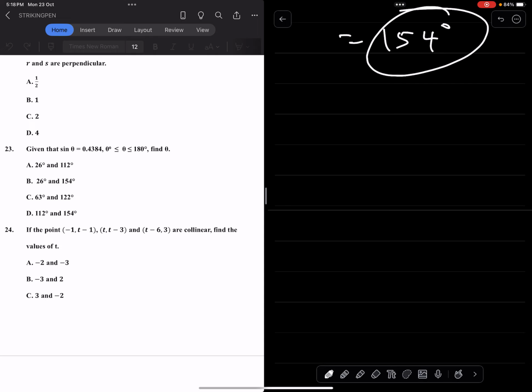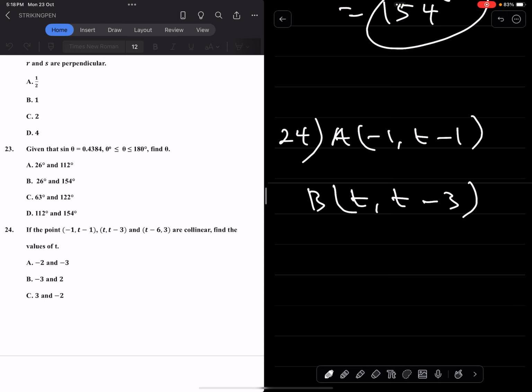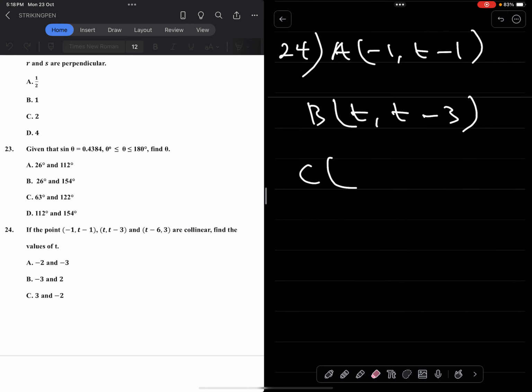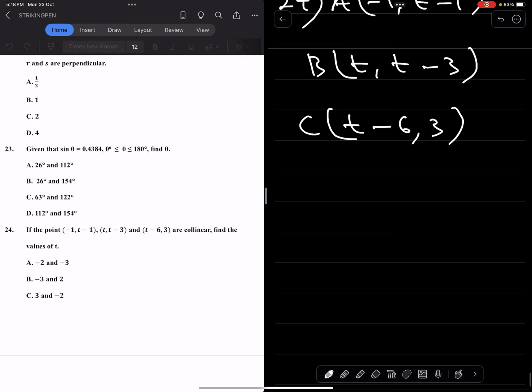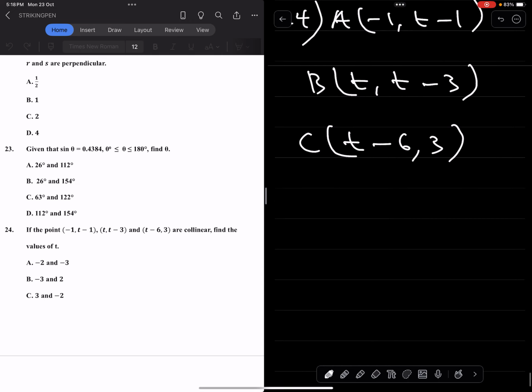Now to the next one, which is number 24. If points minus 1, t minus 1, t minus 3, and t minus 6, 3 are collinear, find the values of t. Let the points be A, B, and C. A is minus 1, t minus 1, and B is t minus 3, while C is t minus 6, 3. If the points are collinear, that means the gradient of AB must be equal to the gradient of BC. So let me find the gradient of AB first of all.